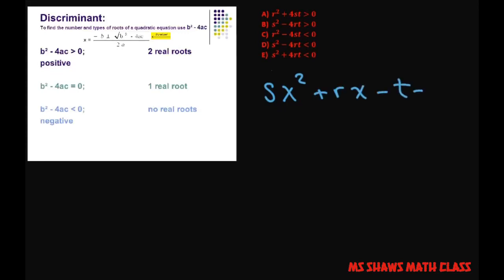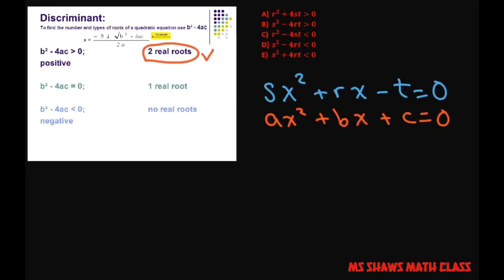minus t equals 0. Now, if it was in the ab form, we usually have ax squared plus bx plus c equals 0, and we want two real roots. More than one solution would be this one. This is what we want. But in our case, we have r's, s's, and t's.